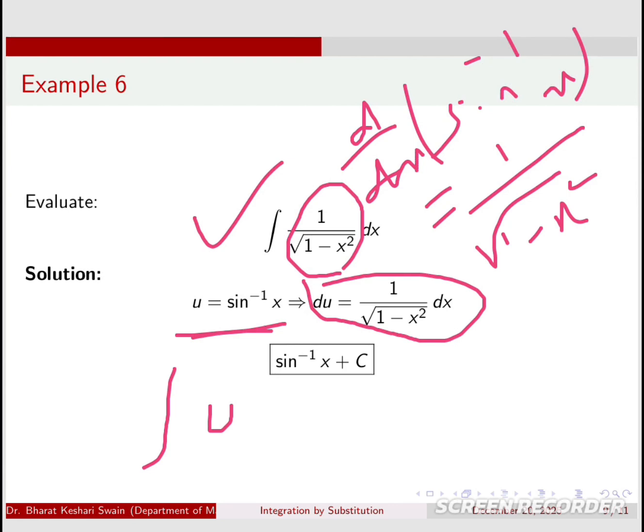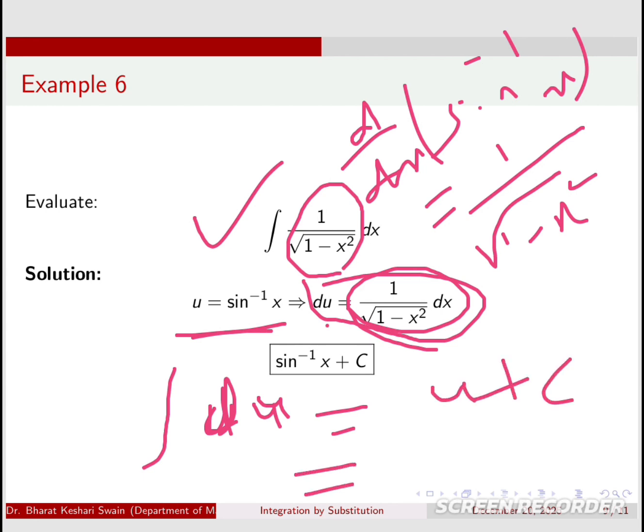So directly you can put, this is dx by this, and the value is du only, because dx by root of 1 minus x square is du, and the integration of du is equal to u plus c. What is the value of u? u equals sine inverse x. So therefore it is sine inverse x plus c.